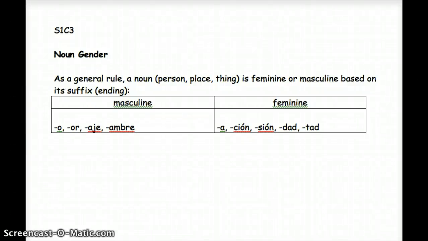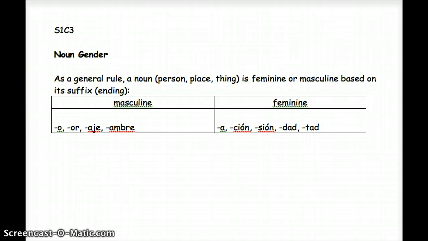Hola. Noun gender. Nouns referring to men and women, you know from your study of Spanish so far, have generally ended in an o if it refers to a guy and an a if it refers to a woman.